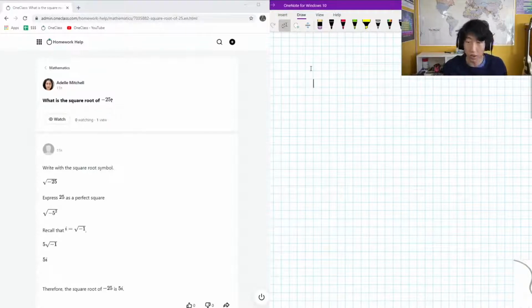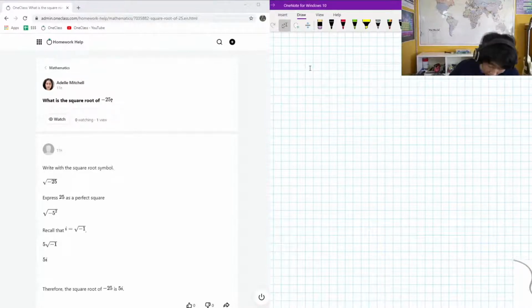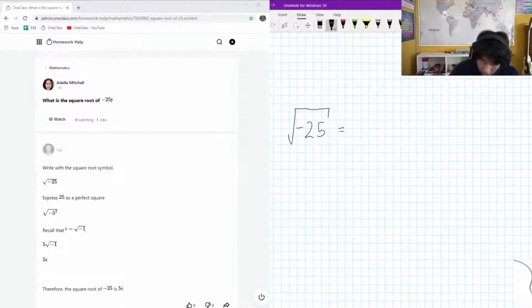Okay, so here we have the next question on the menu today, and it is asking us what is the square root of negative 25? Okay, so essentially, to put that in words how it's presented in the question, but here we will do it in math form. Okay, is equal to, well, let's try to figure that out.